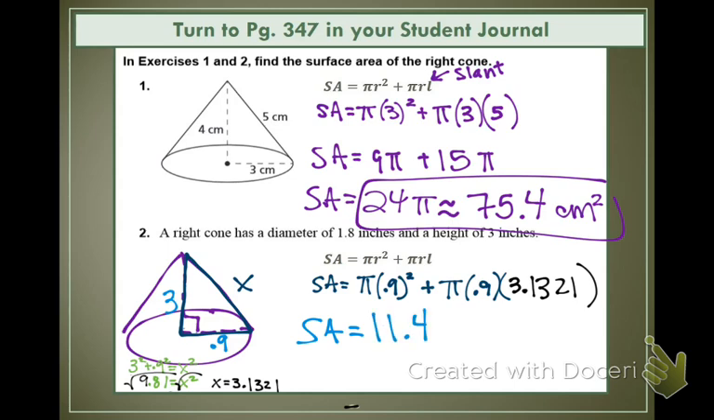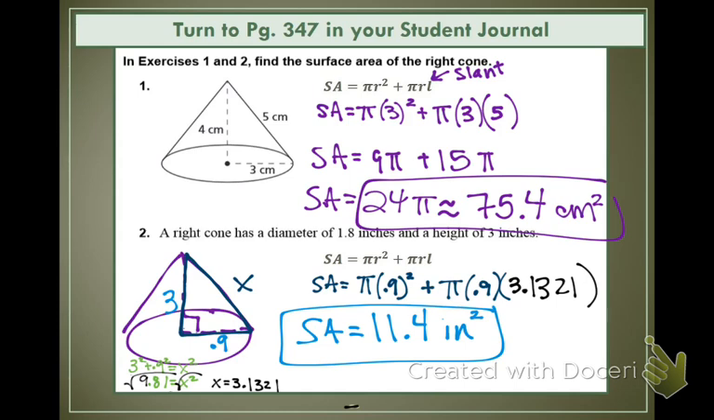11.4, and we are in inches. We found surface area, so what are my units? Squared, cubed, or nothing? I mean, square. Squared. Wait, so what would be nothing? Like if it asks you to find the height, or if it asks you to find the radius or diameter.